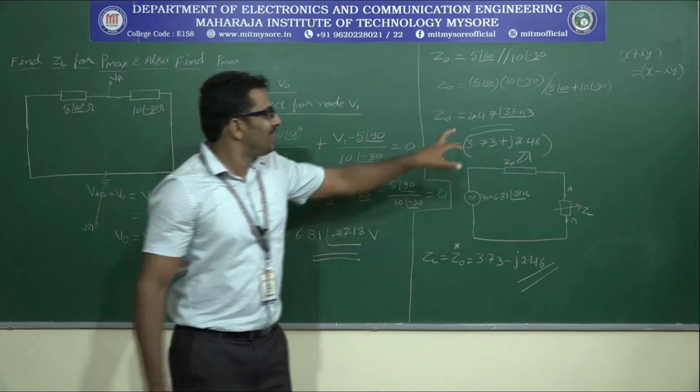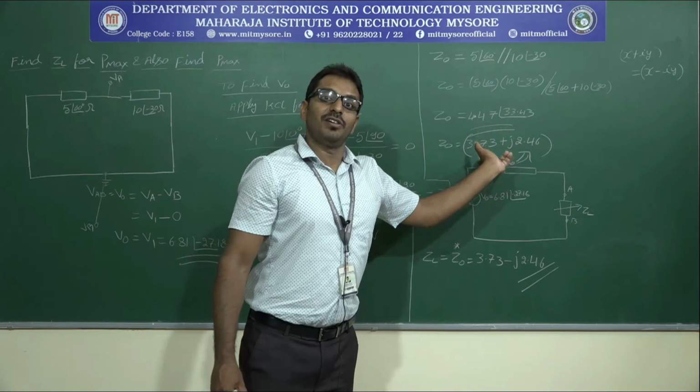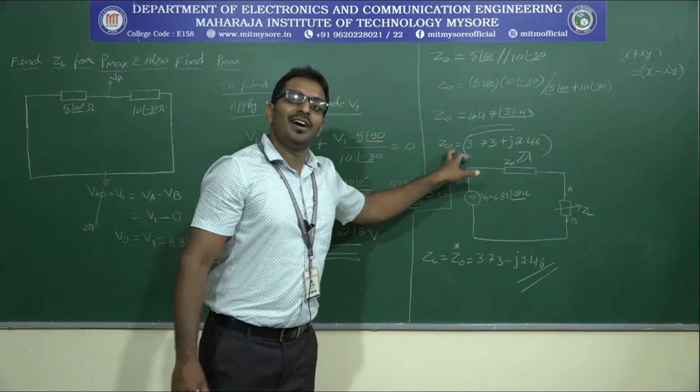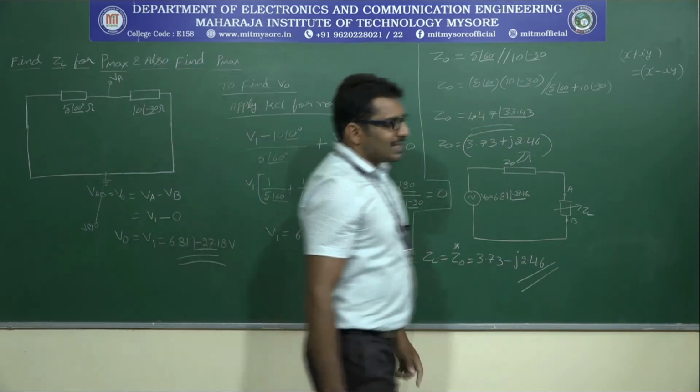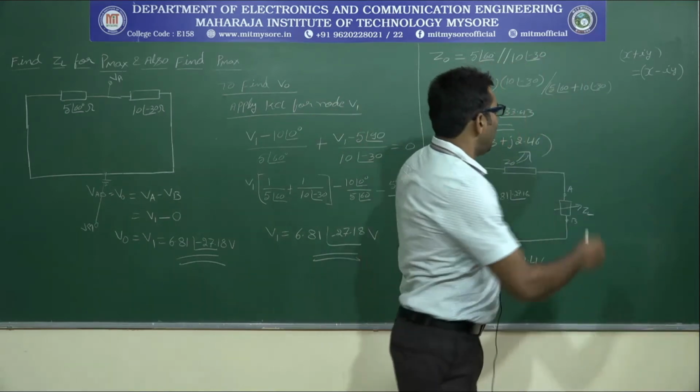It is not possible to write the complex conjugate of the polar form, I mean the complex conjugate of this polar form. That's why I suggested to express Z0 in rectangular form only. After finding ZL, what is the next question? Find P max, right? Yes.